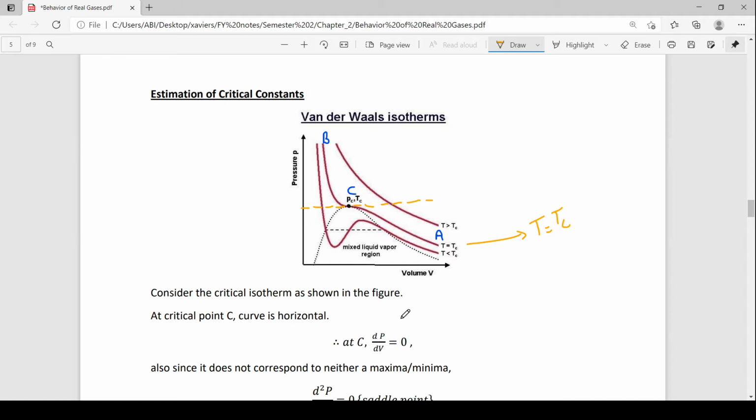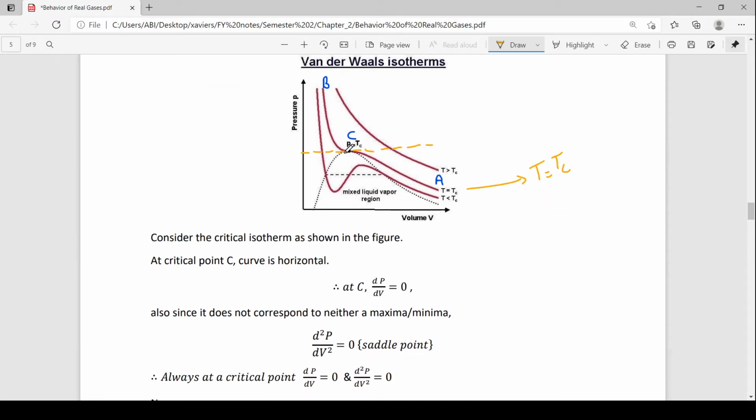Now at this critical point, the curve is slightly horizontal at point C. So when that happens, if you want to determine the derivative of pressure with respect to volume, we will get it as 0. Since it's horizontal, it doesn't have a peak or a trough, so it has neither a maxima nor a minima. Since it does not correspond to either a maxima or a minima, the double derivative of pressure with respect to volume will also be 0.